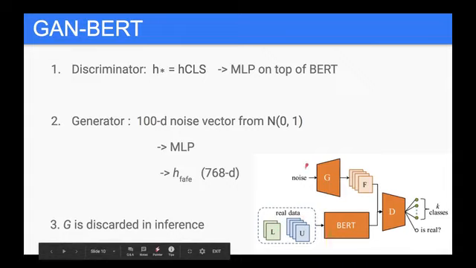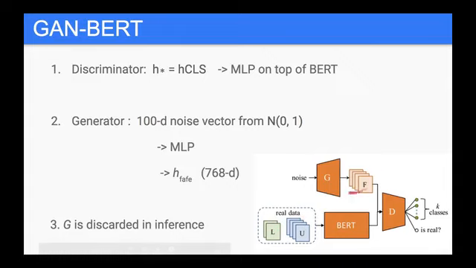And at inference time, they just completely discard the generator. So it just runs like a normal BERT plus one classification layer. So as I said, the generator takes the 100-dimensional vector, where the value of each dimension is normalized to 0 to 1. And the generator is also just a multi-layer perceptron, and generates a 768-dimensional output, trying to mimic the hidden representation generated by the BERT model.